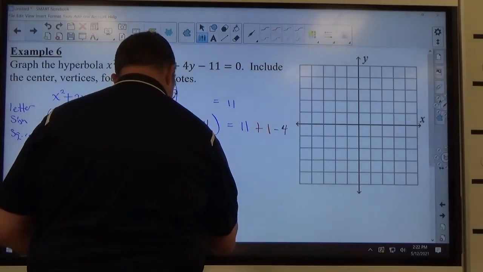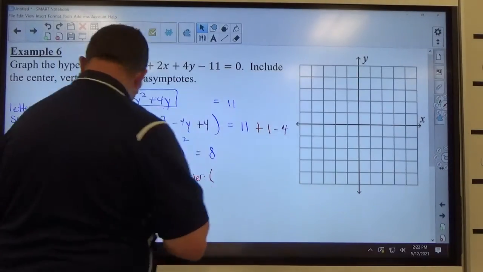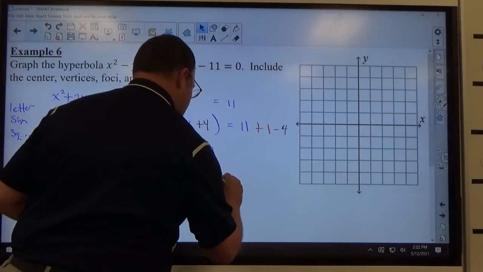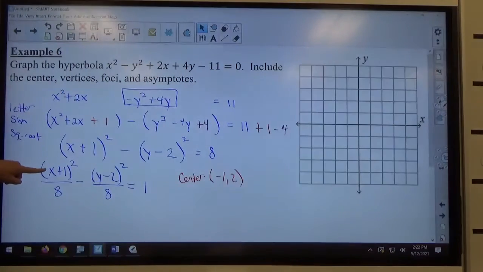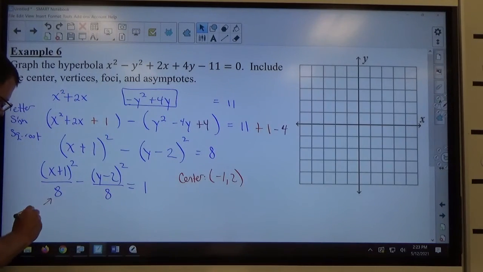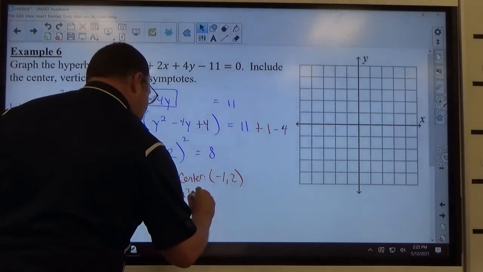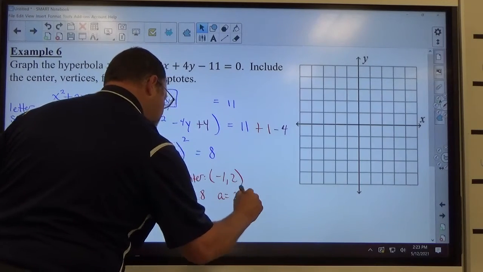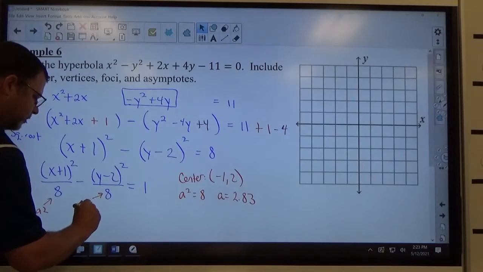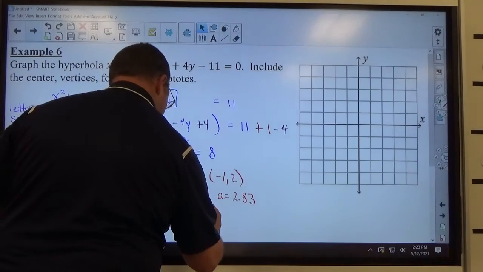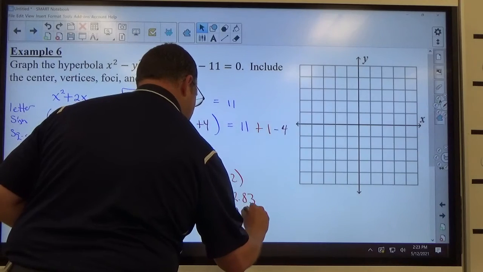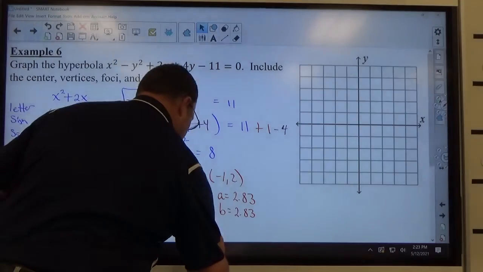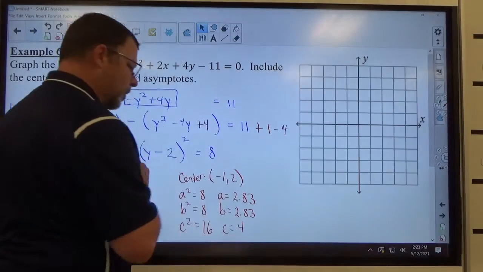So my center, h comma k, wrong sign, wrong sign. So negative 1, positive 2. A squared always lives under x squared, so this right here is a squared. If a squared is equal to 8, then a is equal to the square root of 8, which is 2.83. B squared always lives under y, so b squared is also 8. So b is also 2.83. And c squared is always the sum of these two numbers. 8 plus 8 is 16. So c squared is 16, which means c is the square root of 16, which is 4.